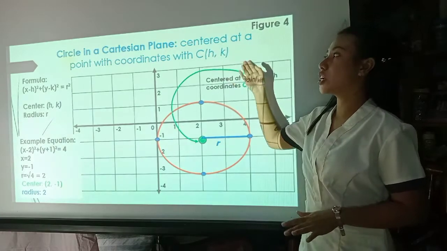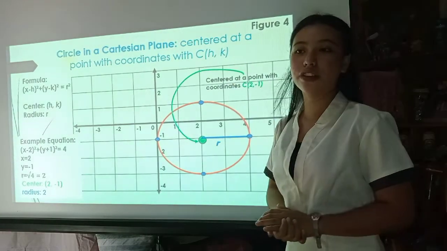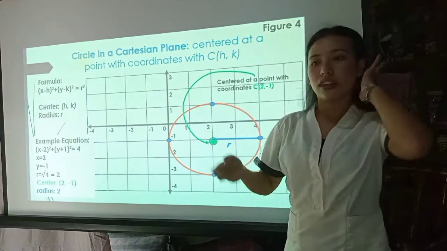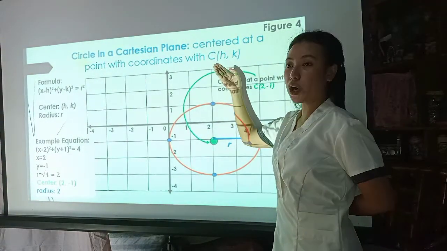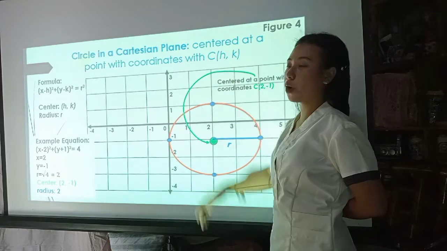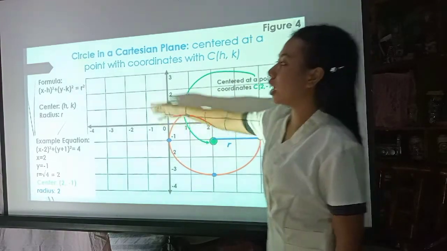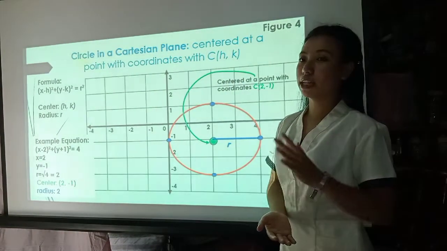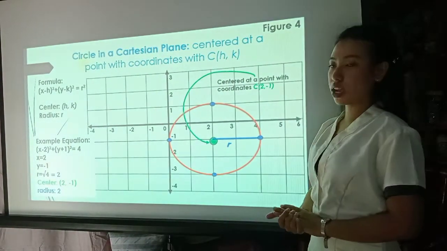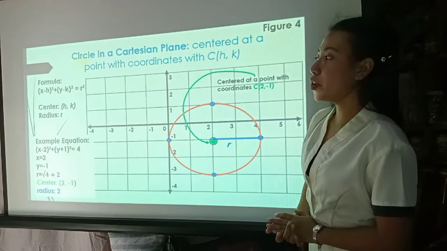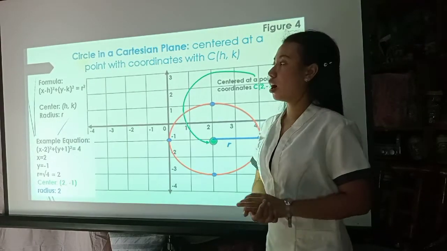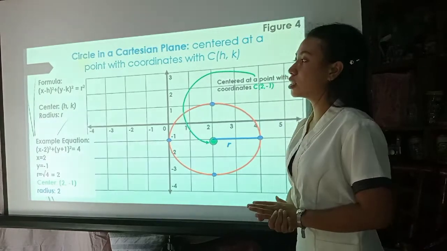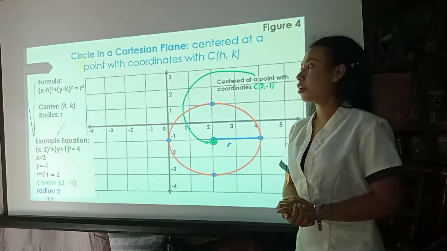This is a circle in a Cartesian plane centered at a point with coordinates h and k. The h is the x coordinate and the k is the y coordinate. So that is the formula of a circle centered at a point with coordinates h and k. The formula is (x minus h) squared plus (y minus k) squared equals r squared.